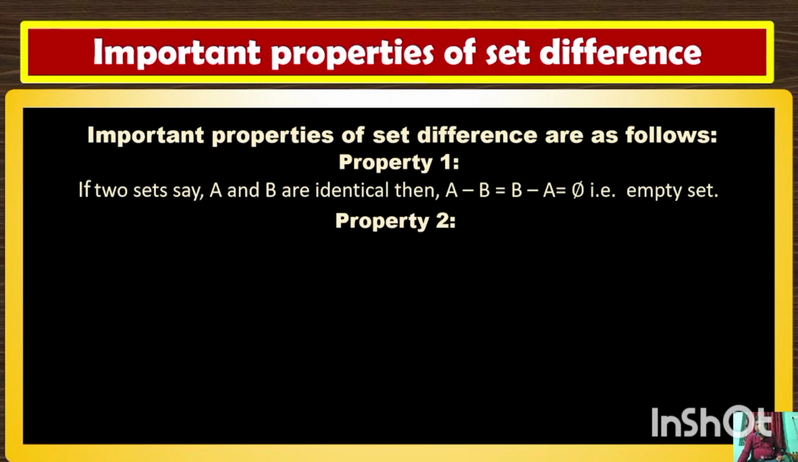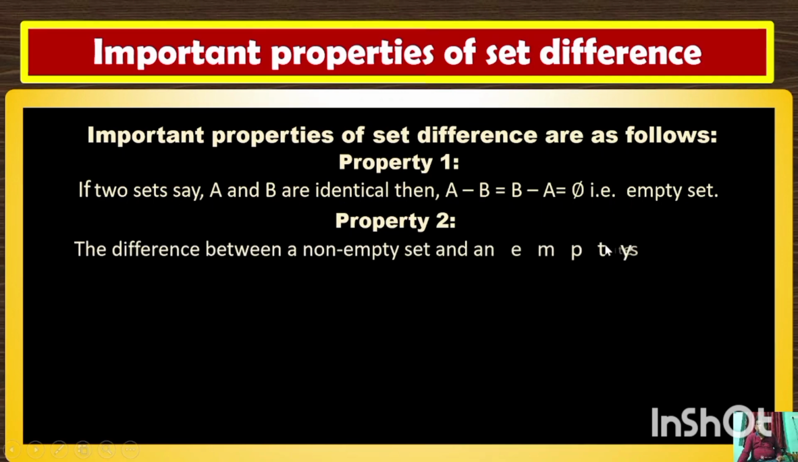A difference A, identical means A equal to B. If two sets A and B are equal, then their difference set is always the null set. A difference A is the null set. B difference B is also the null set. Similarly, the difference between a non-empty set and an empty set is the set itself. A minus phi is equal to A.